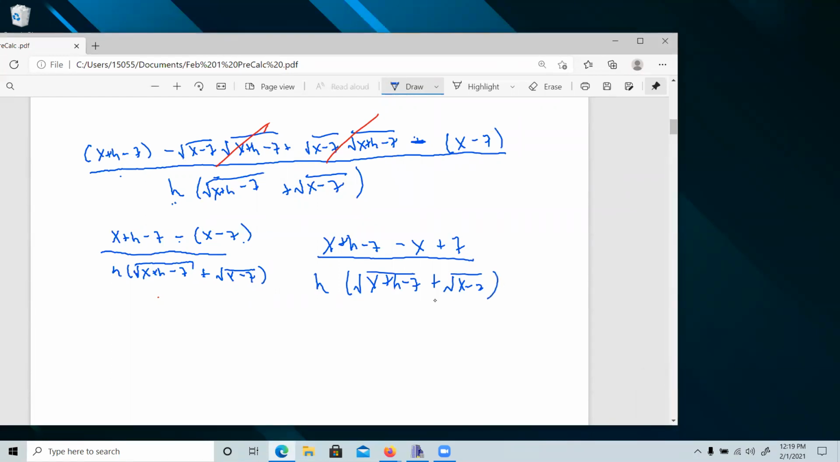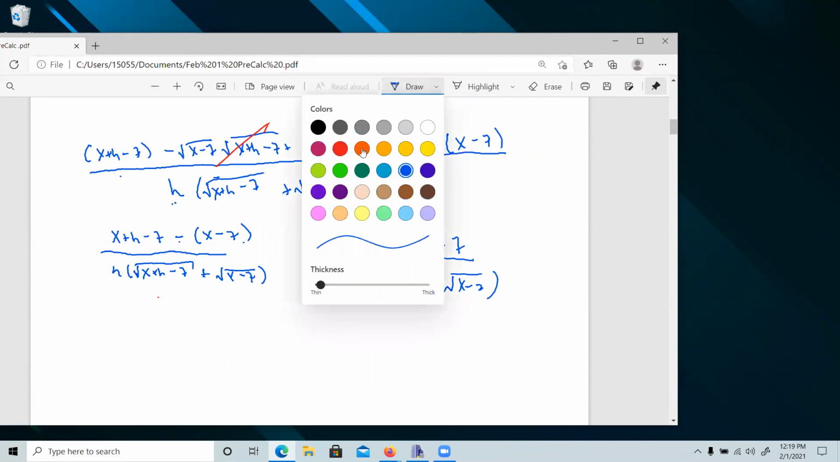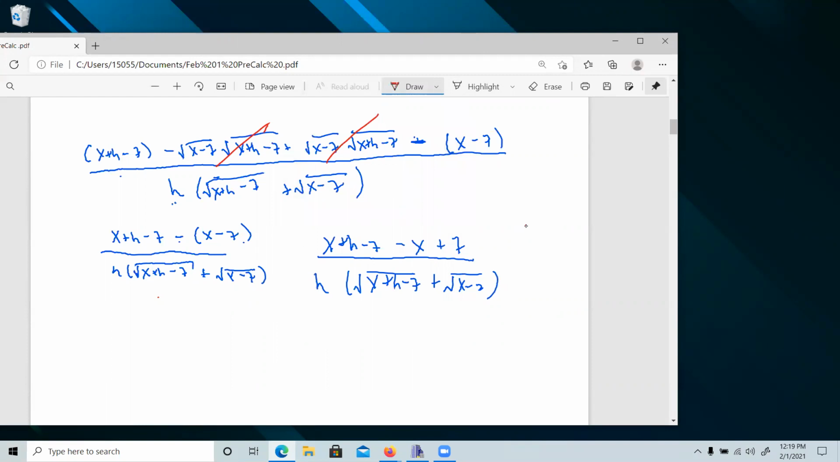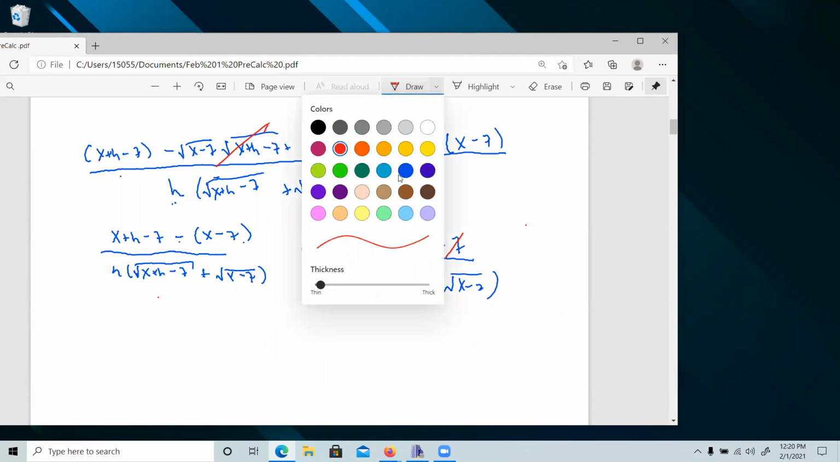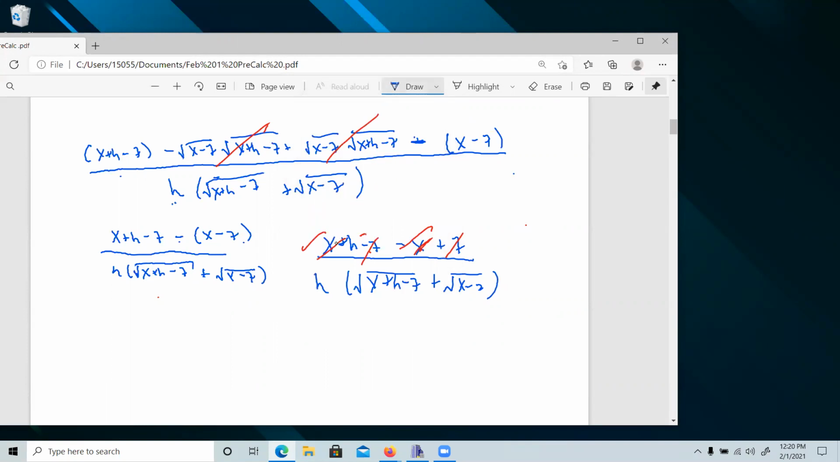All right. And then here we are. We're going to go ahead and cancel some stuff. So we have x and a minus x, so those are gone. We have a minus 7 here and a positive 7. So those cancel. So what are we left with on top? We're just left with an h. So we have an h on top, and then we have a square root x plus h minus 7 plus square root x minus 7.